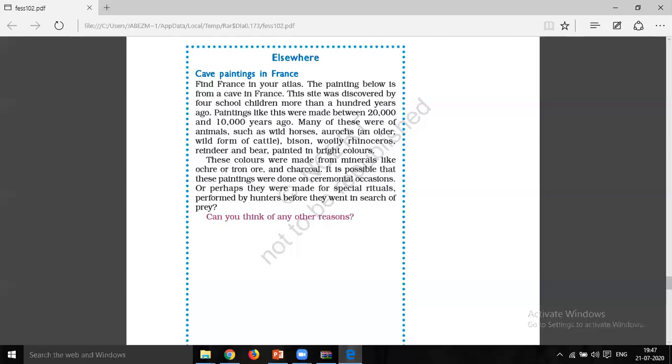Then we saw the Paleolithic period, the Mesolithic period, as well as the Neolithic. So today we have covered the entire chapter, and the explanation is complete. I hope that you understood. Please go through the entire chapter once again, as I have discussed.